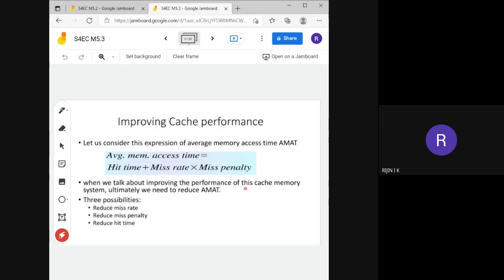That means to improve the cache performance, generally we can say that we need to reduce the average memory access time. For reducing average memory access time, we need to reduce the miss rate, the miss penalty, and the hit time. Then how will we reduce this miss rate, miss penalty, and hit time? That is what we have to do.